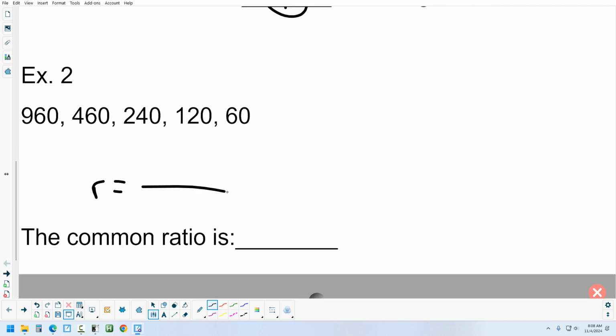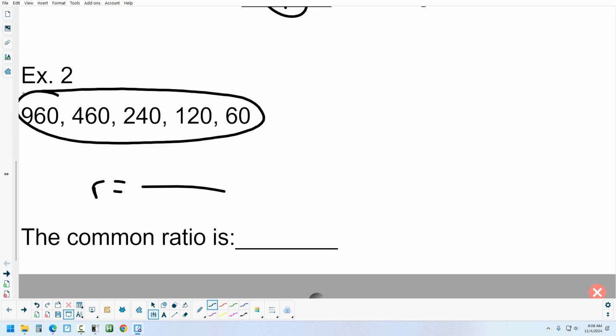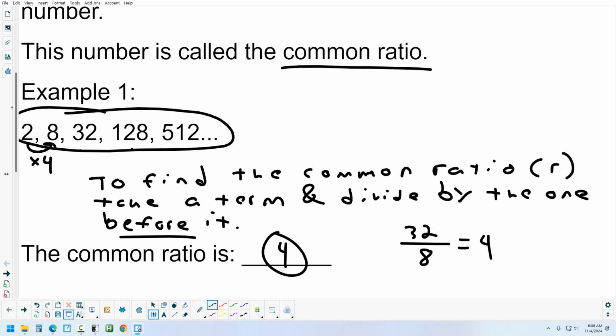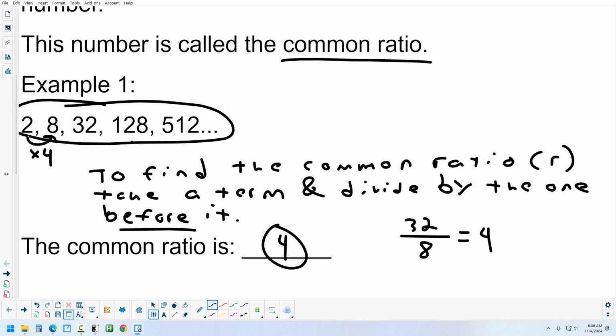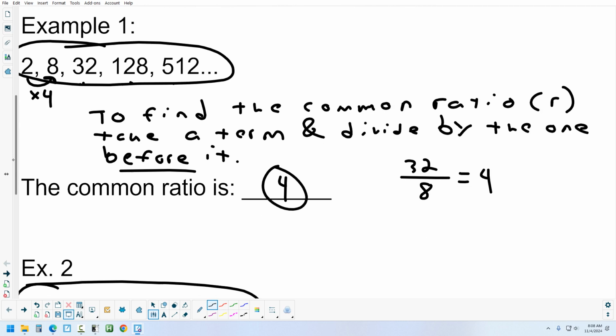Can someone give me 2 numbers I could divide? There's lots of different answers from this pattern that would give me the common ratio. Tell me what number would go on the top. I don't see a 2 in any of those. 5. So to find the common ratio, take a term, which means it has to be one of the numbers in the sequence, and divide by the term that comes before it.